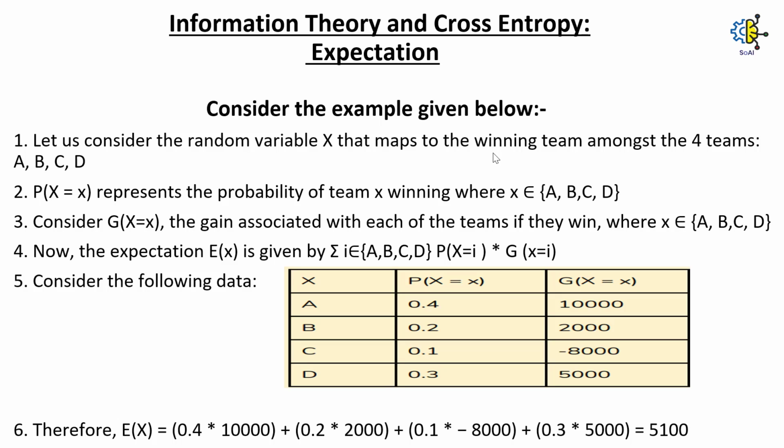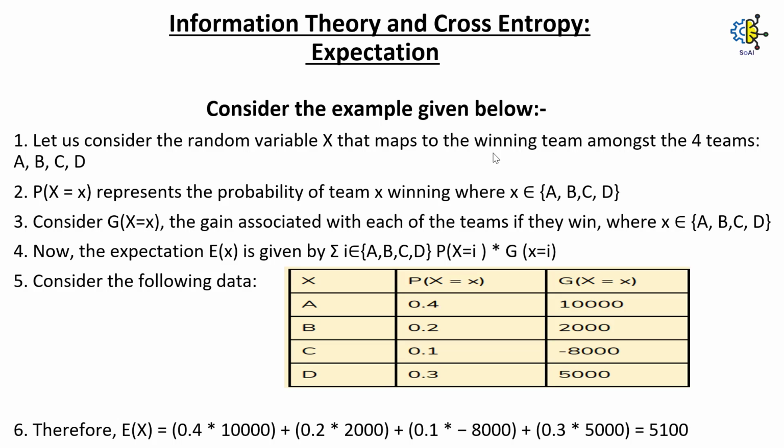Now, the expectation, that is E of X, is given by sigma over I, where I belongs to A, B, C and D, of the probability of X equal to I multiplied by the gain of X equal to I. Consider the following data. Here in this table there are three columns, which are X, probability of X and gain of X. The column X denotes the teams, which are A, B, C and D, with the corresponding probability of X and gain of X.